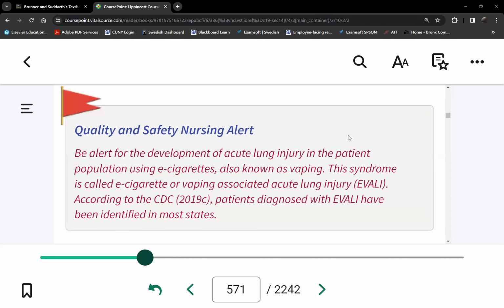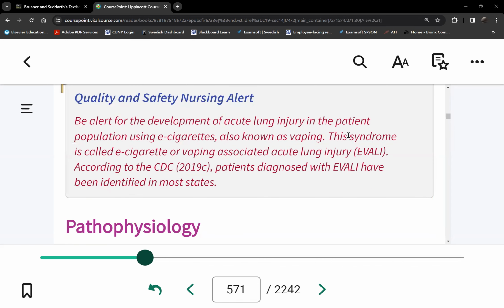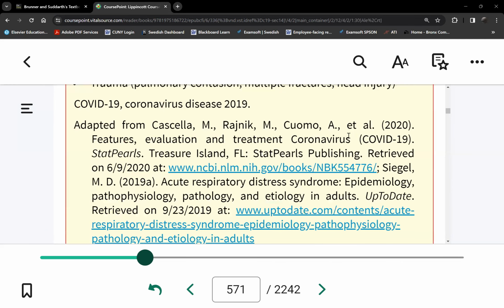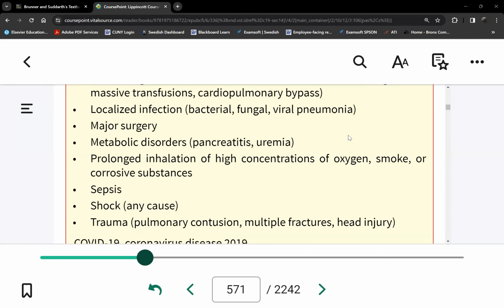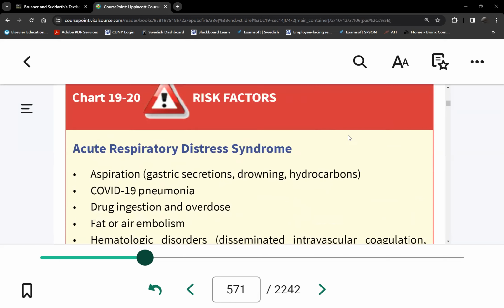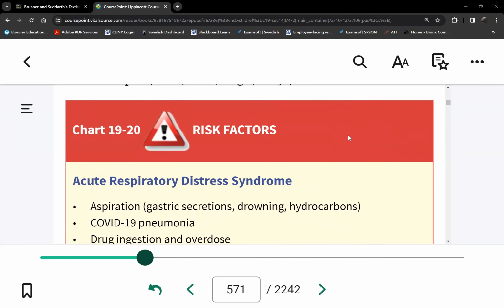So is ARDS nice? Is it easy to treat? No, because again, just like acute respiratory failure, how is this treated? How do you manage ARDS? The patient is in ARDS. What do you do?